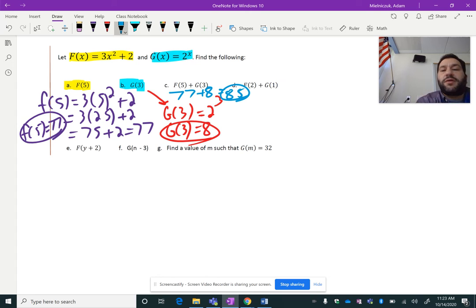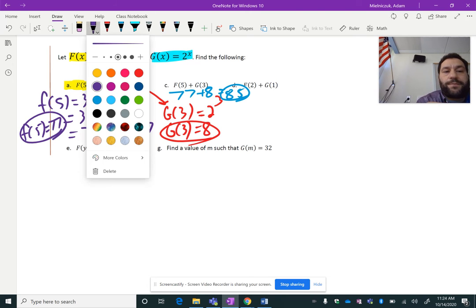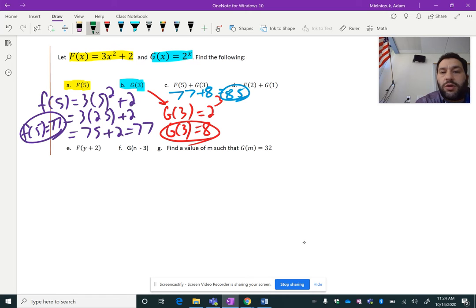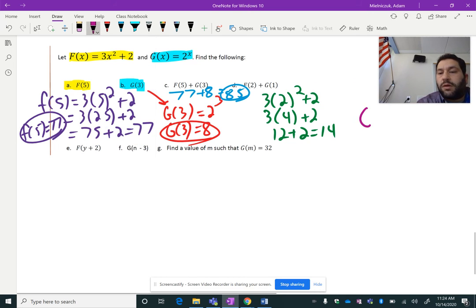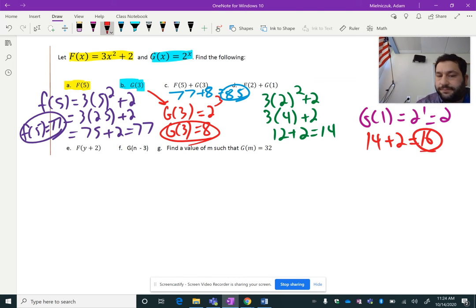What about f of 2 plus g of 1? Well, let's find out. All right, so for f of 2, we're going to do 3 times 2 squared plus 2, which is 3 times 4 plus 2, so 12 plus 2, so 14. G of 1 is going to equal 2 to the first power, which is 2. So f of 2 plus g of 1 will equal 14 plus 2. Let me do that in a different color so we're not confused in our notes. So 14 plus 2 gives me 16.